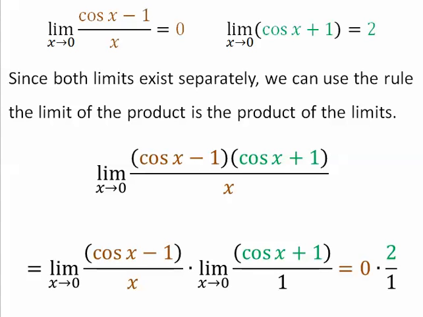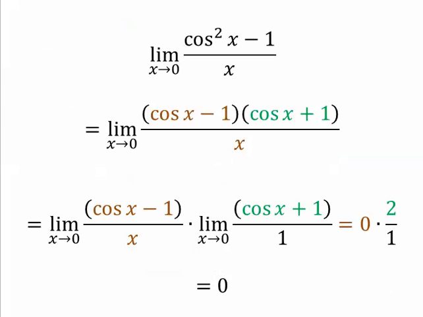Then the limit of cosine x minus 1 over x is equal to 0. And the limit of cosine x plus 1 over 1 is equal to 2 over 1. Giving me the overall value of 0 times 2, or 0.